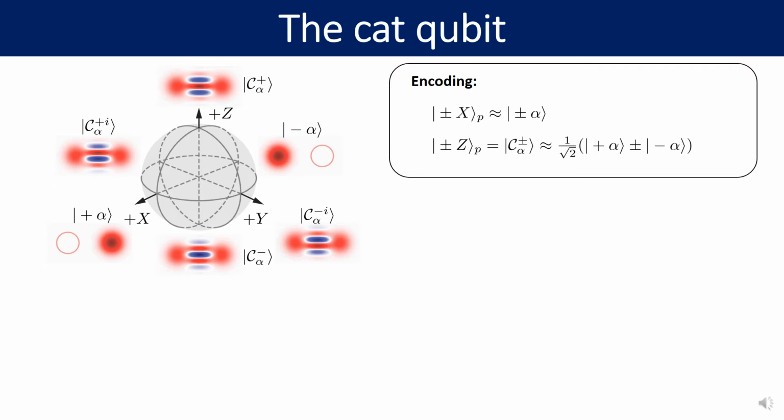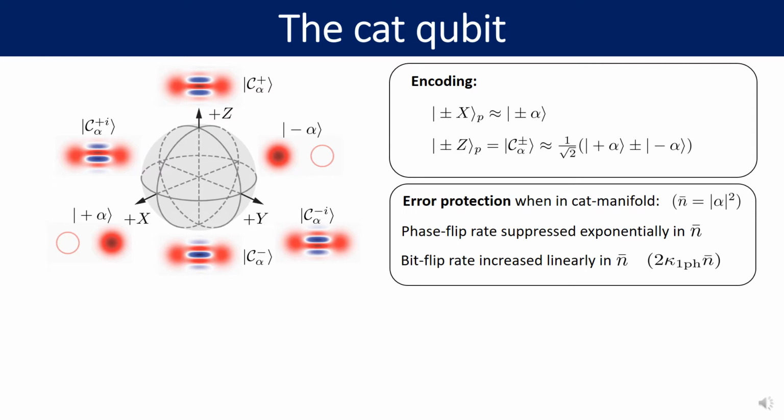So what are the error protection capabilities of this qubit? Well, in this qubit, phase flips are suppressed exponentially in the photon number, where the photon number is given by the amplitude of the coherent state squared. And you can understand this intuitively by seeing that noise processes in an oscillator on short time scales displace you only locally in phase space. And the fact that these two coherent states are very far apart in phase space means that it's difficult for noise processes to flip you between them.